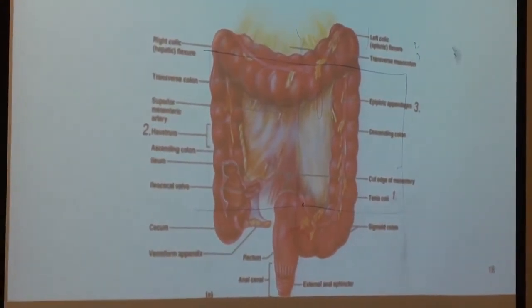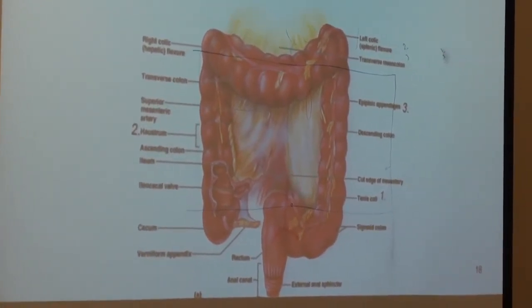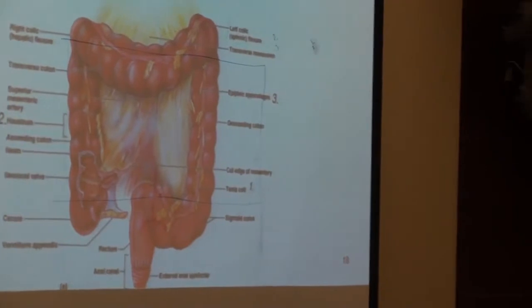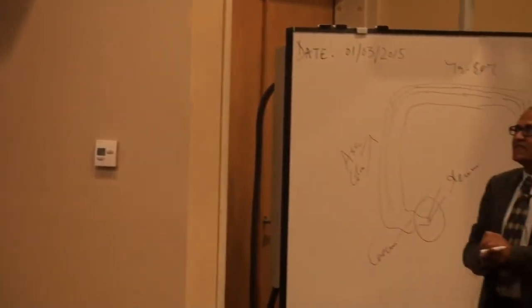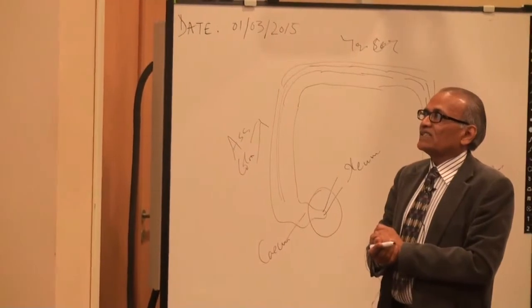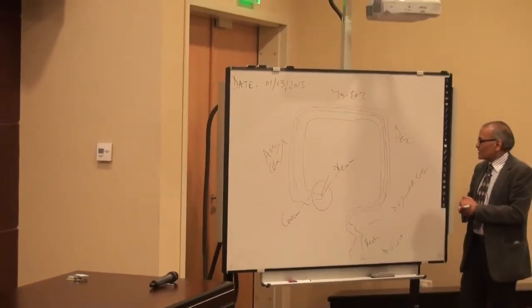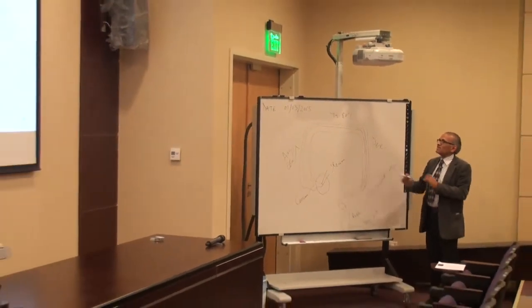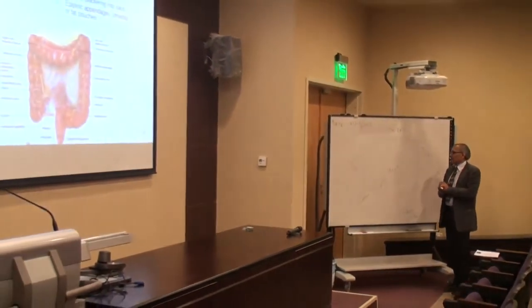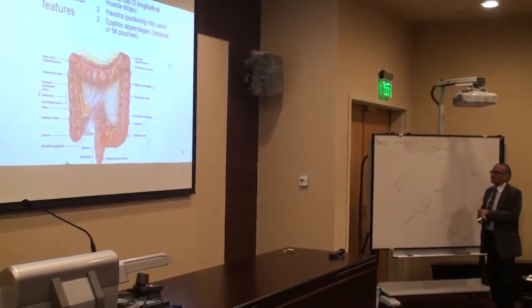Then we have haustrations and epiploic appendages. These are omental fat pouches, pockets of fat that were added, the yellow in the slides that we can see. All three structures we can see: the taenia coli, the haustrations, and the epiploic appendages. So these are the recognizing characteristic features of the large gut, which differentiate this portion from the small gut.